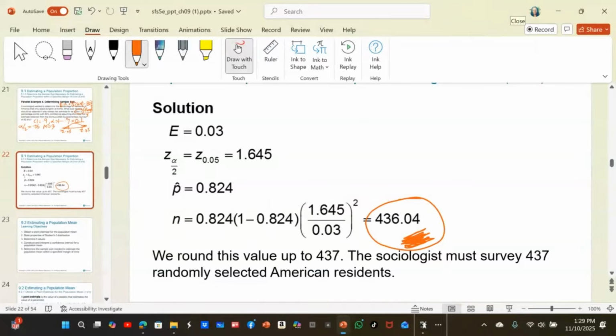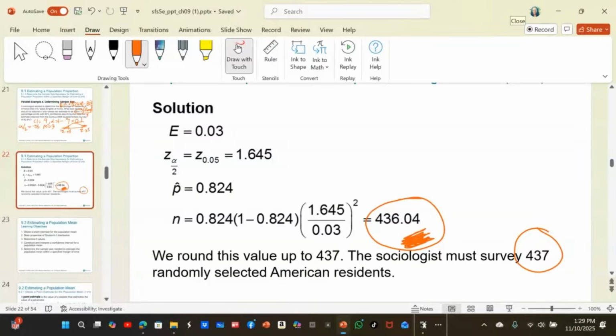The rule of rounding is disobeyed. We round this value up to 437. The sociologist must survey 437 randomly selected Americans. So the sociologist should use the sample size of 437 Americans. So you have answered the question right now. So this is about calculation of sample size for proportion. So let's go and find a calculation of sample size for sample mean.